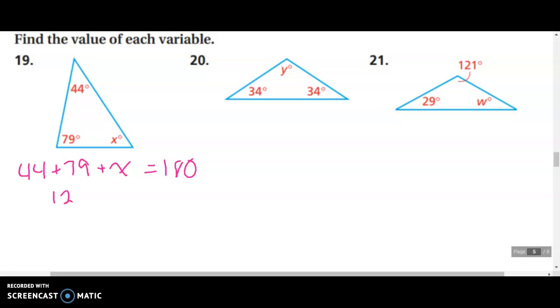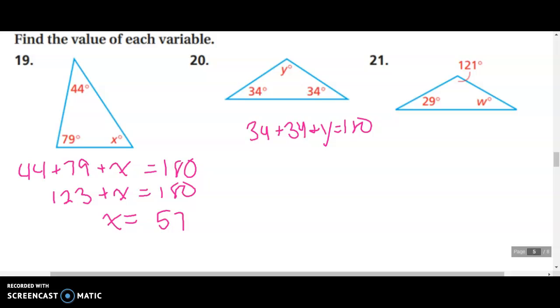So if we want to practice this, here we're going to do 44 plus 79 plus x equals 180. And now we have 123 plus x equals 180. We subtract 123 from both sides, and we get x equals 57. For number 20, we have 34 plus 34 plus y equals 180. 34 plus 34 is 68, plus y equals 180. Subtract 68 from both sides, and we get y equals 112. That means that this angle is 112 degrees.